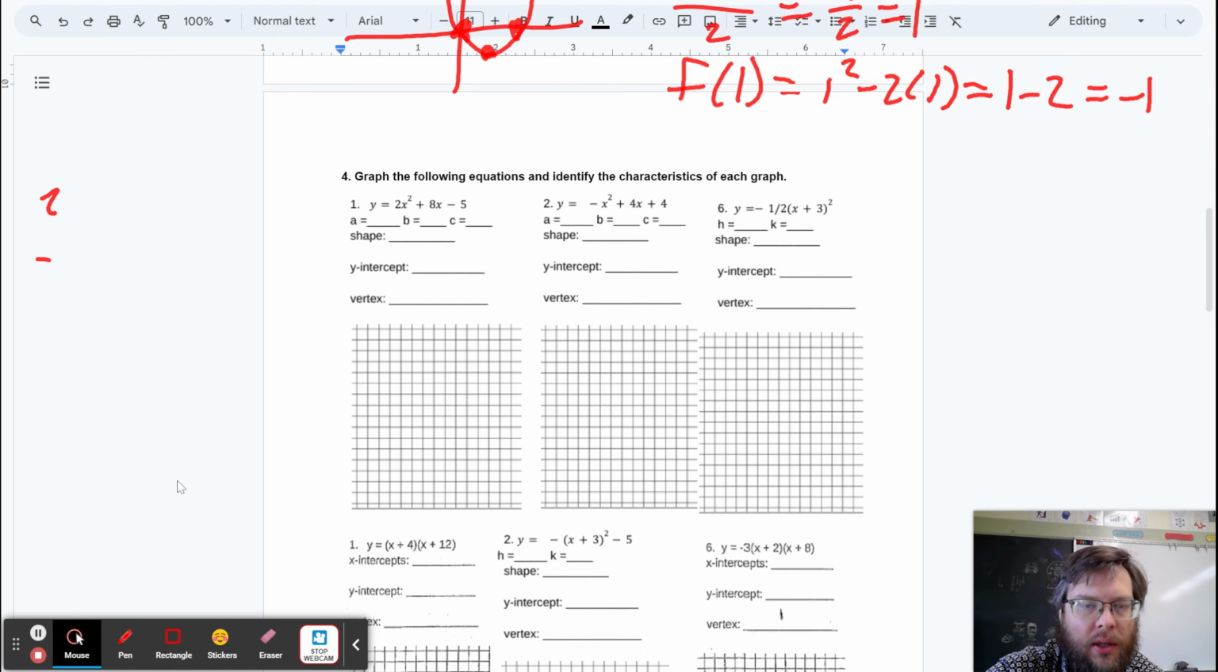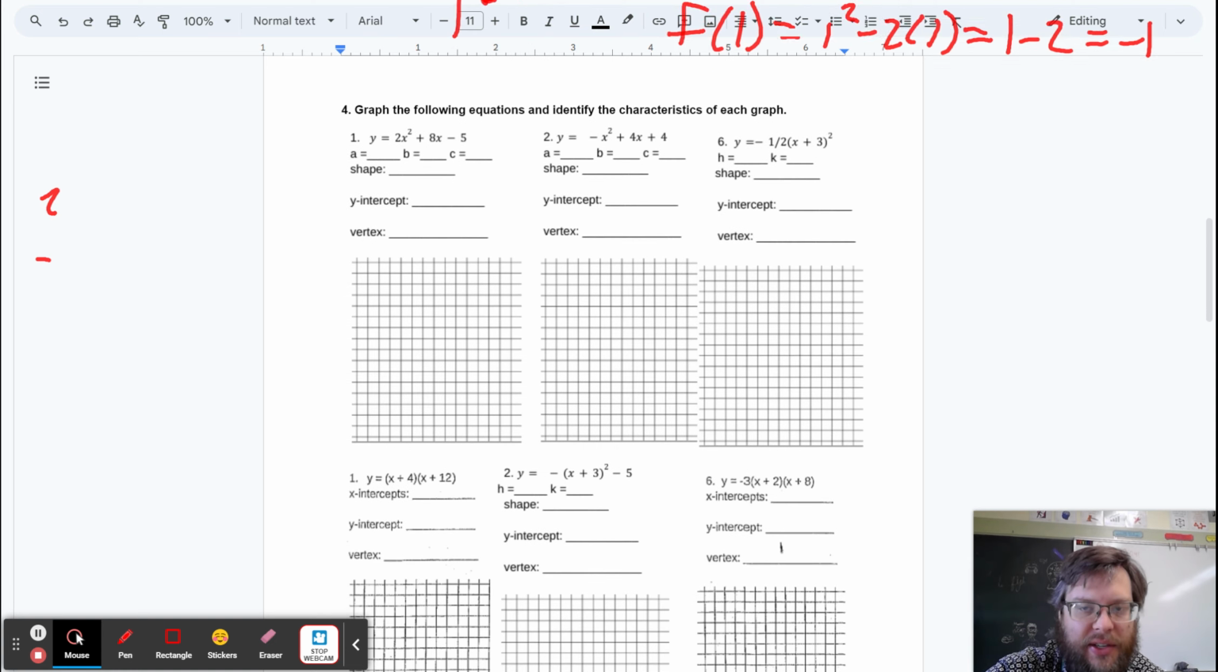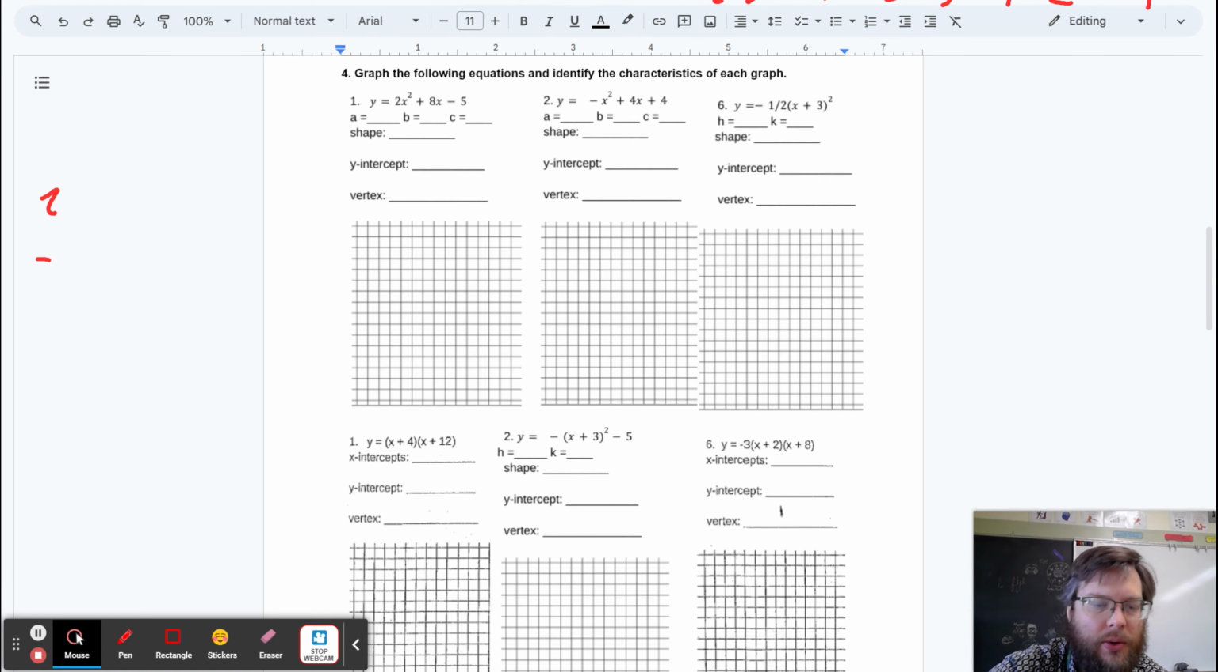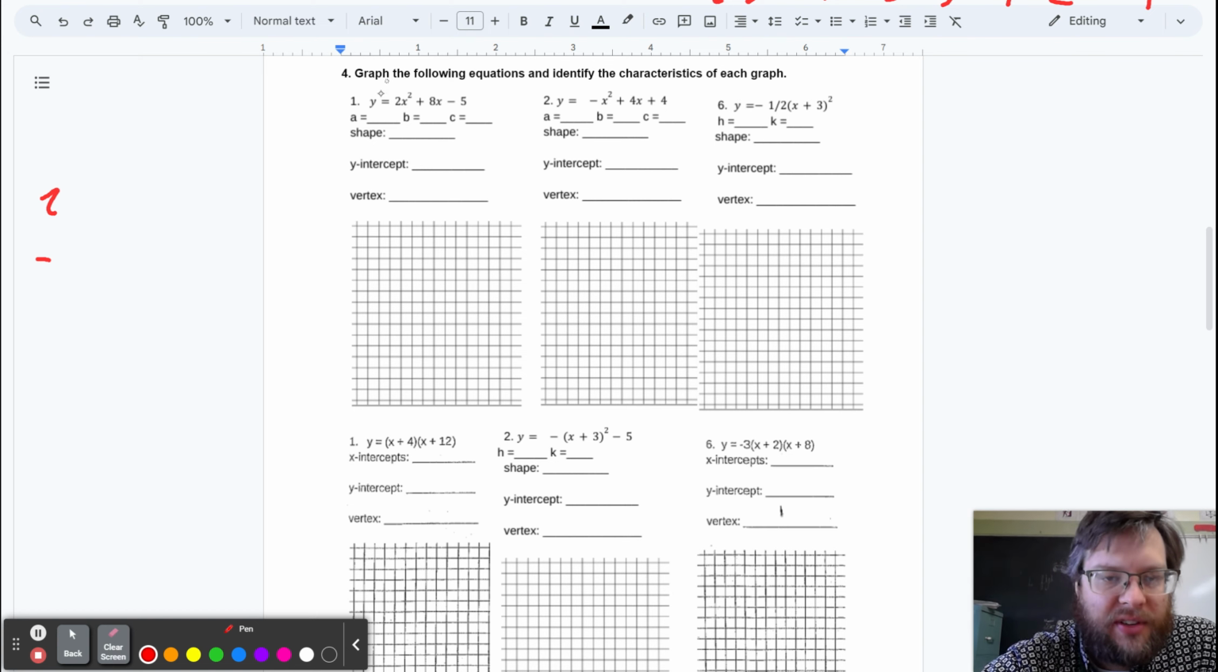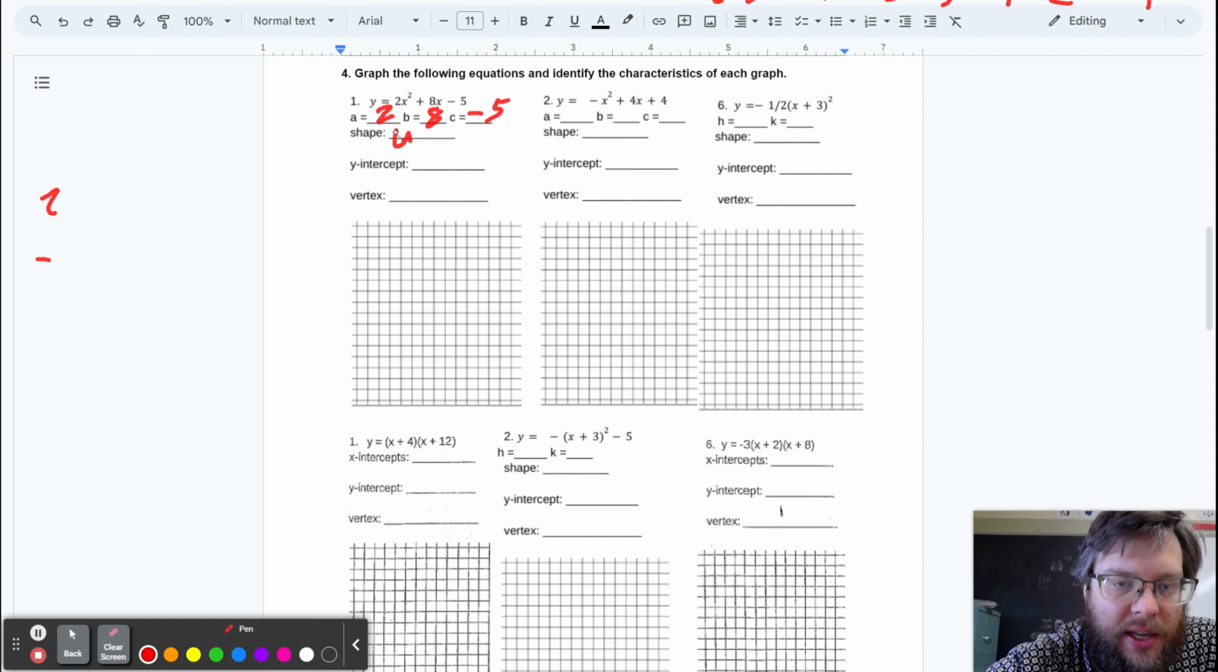Okay. We're going to graph and identify. So this will take a little bit. I'm just going to try to go very quickly through this. Again, please ask questions. Let me know if you need me to do any part of it more. So 2, 8, and negative 5 are the ABC. Because A is positive, it's an upward facing parabola. The y-intercept is negative 5.